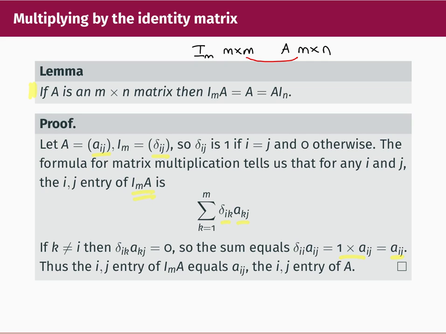So the ij entry of Im times A is a ij, and that means our two matrices Im times A and A have the same size and the same ij entry for any i and for any j. Therefore, they're equal. If you want to see a proof of the other equality, you can have a go yourself, or you can find it in my online notes for 0007.